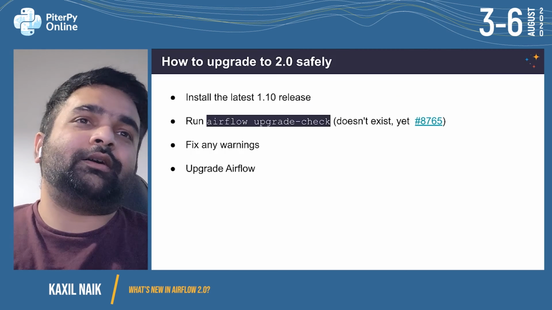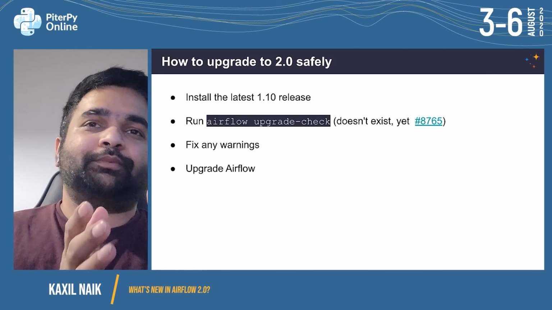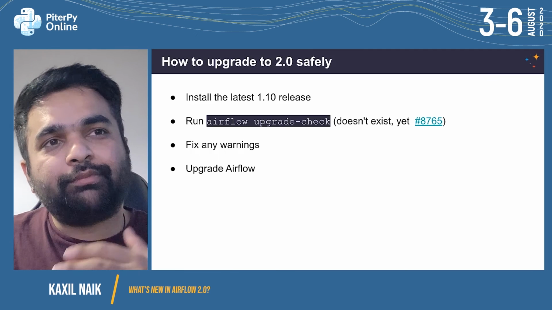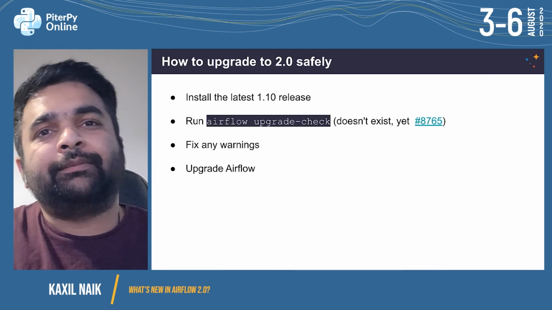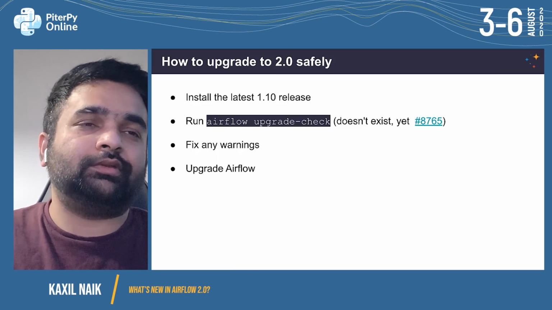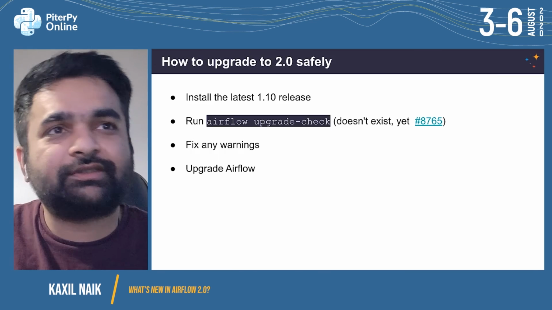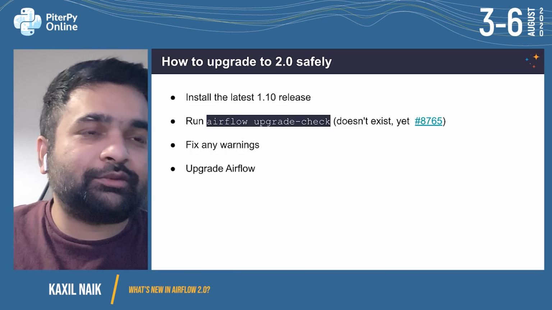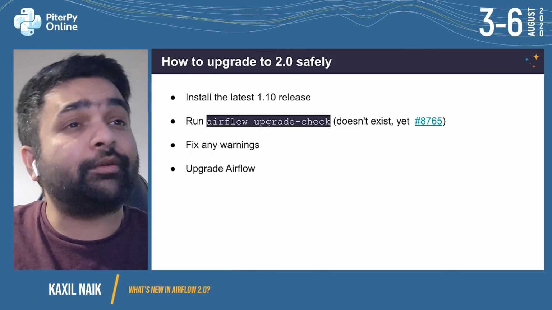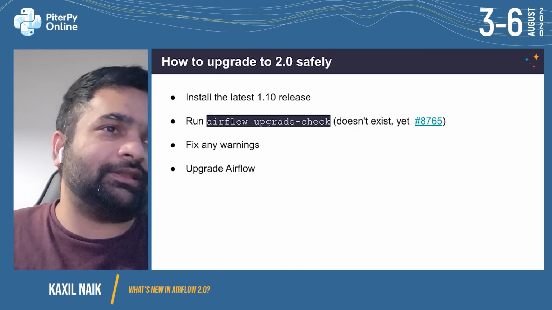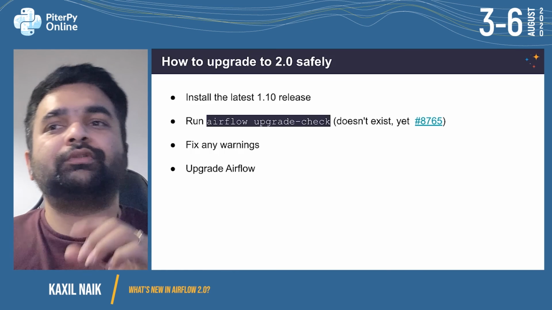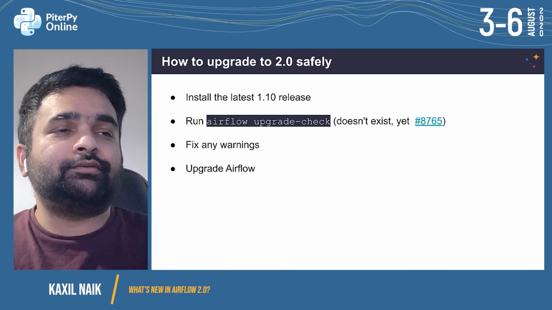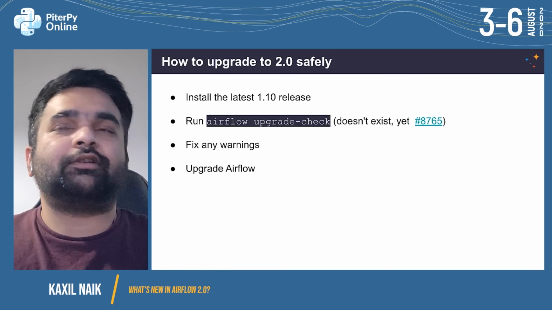Even if we release 2.0, the important question is how companies would upgrade to 2.0, because it's going to be a big jump. So this is what we suggest: install the latest 1.10 release and run the airflow upgrade_check command. Again, this command has not been implemented yet. We are planning to create it, and a work-in-progress PR is already there.